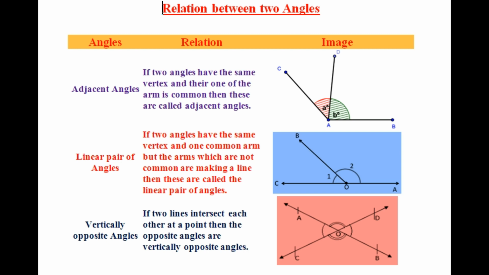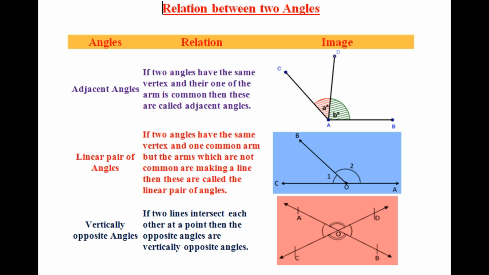Next we will see some relations between two angles. You see the tabular column, angles, relation and image you have. First we will see adjacent angles. What is an adjacent angle? If two angles have the same vertex and one of their arms is common, then these angles are called adjacent angles. You see the diagram. Two angles we have, A and B. Two angles have the same vertex. Vertex is A. And one of their arms is common. You see here, that is AD is common.